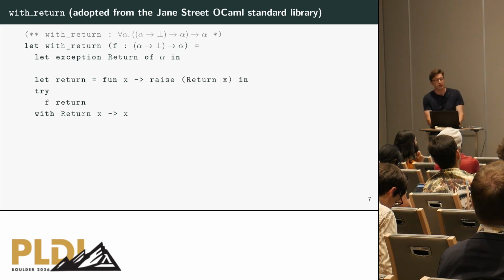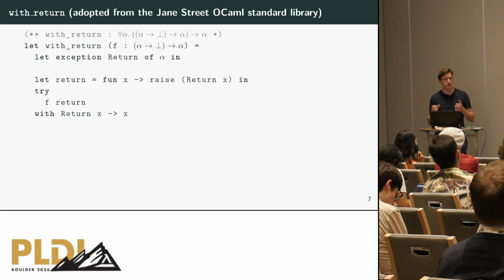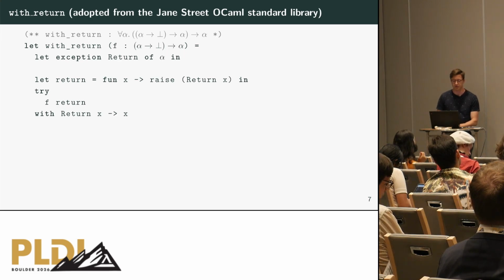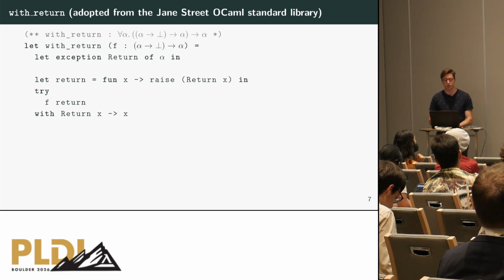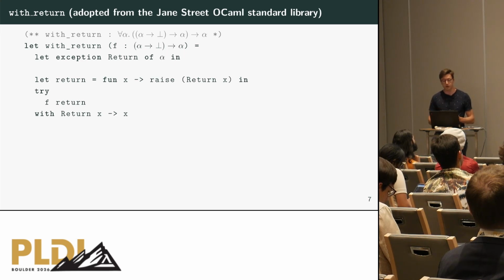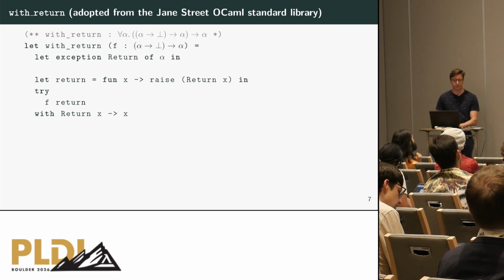So this example is one which we adopted from the Jane Street OCaml library. And it basically allows the programmer to program with a return statement just like you would have in an imperative language. So if we just take a look at the type of this method, we can see that if we want to construct some element of type alpha, then it suffices to only construct a closure which makes this alpha. But while we construct this alpha, we get access to a return function of type alpha to bottom, where this bottom indicates this return function never returns. And it's implemented using these local exceptions.